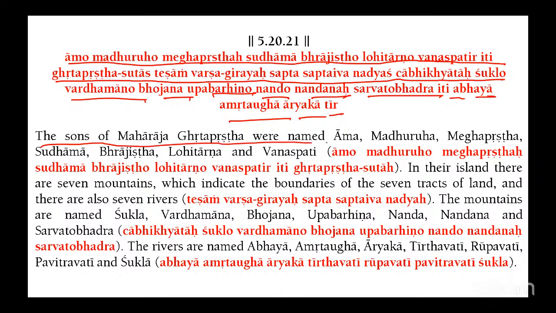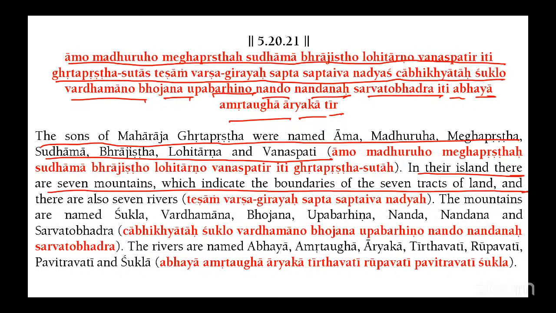The sons of Maharaj Gritaprishta were named Ama, Maduruha, Meghaprishta, Sudama, Brajishta, Lohitarna, and Vanaspati. In their island, there are 7 mountains which indicate the boundaries of the 7 tracts of land, and there are also 7 rivers. The mountains are named Shukla, Vardamana, Bojana, Upabarhina, Nanda, Nandana, and Sarvatobhadra. And the rivers are named Abhaya, Amrutauga, Aryaka, Tirthavati. I think the verse is incomplete. Tirthavati, Rupavati, Pavitravati, and Shukla.